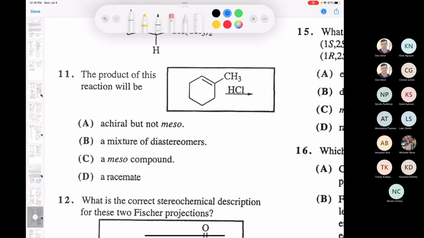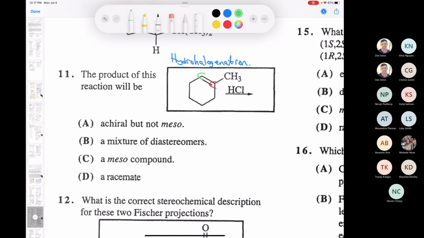It just asks you, what's the product of this reaction going to be? So this is hydrohalogenation. This could be a chapter 8 thing. You're taking this and you're adding HCl to it. So in this case, you're going to have a Markovnikov addition, aren't you? So if I put a red carbon here and a green carbon here, can anybody tell me where the hydrogen is going to go? Would the hydrogen go on the red or the green carbon?